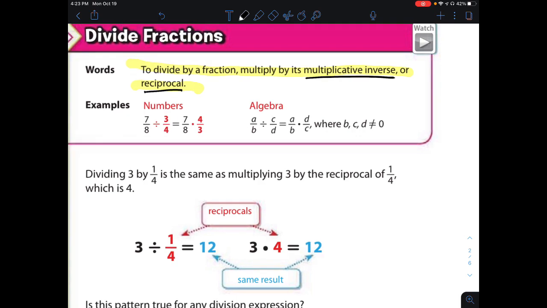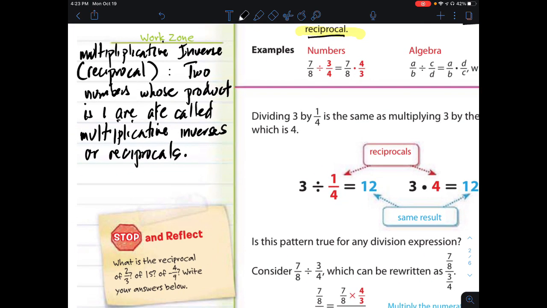They're the same. The simple definition of a multiplicative inverse: two numbers whose product is 1. Two numbers whose product is 1 are called multiplicative inverses or reciprocals. So if their product is equal to 1, they're called multiplicative inverses or reciprocals. What does that mean?